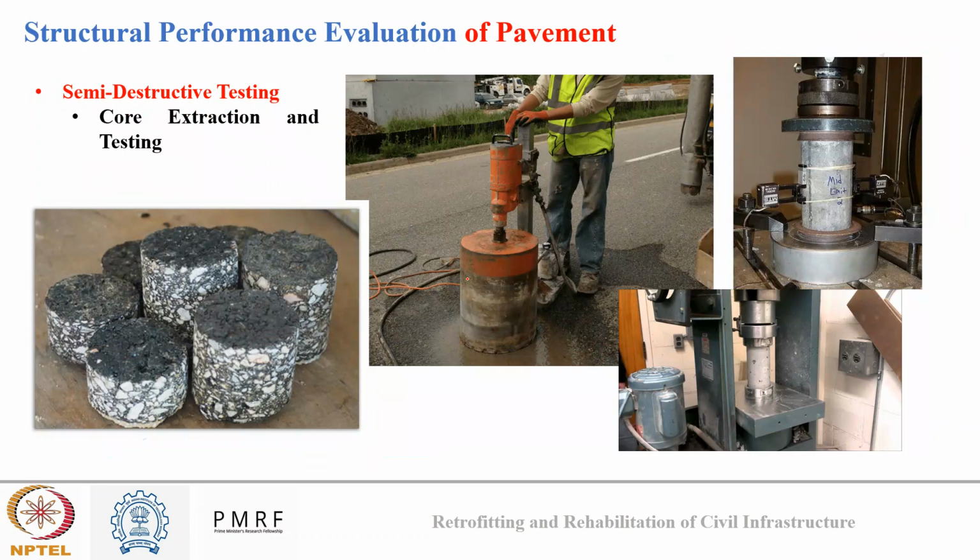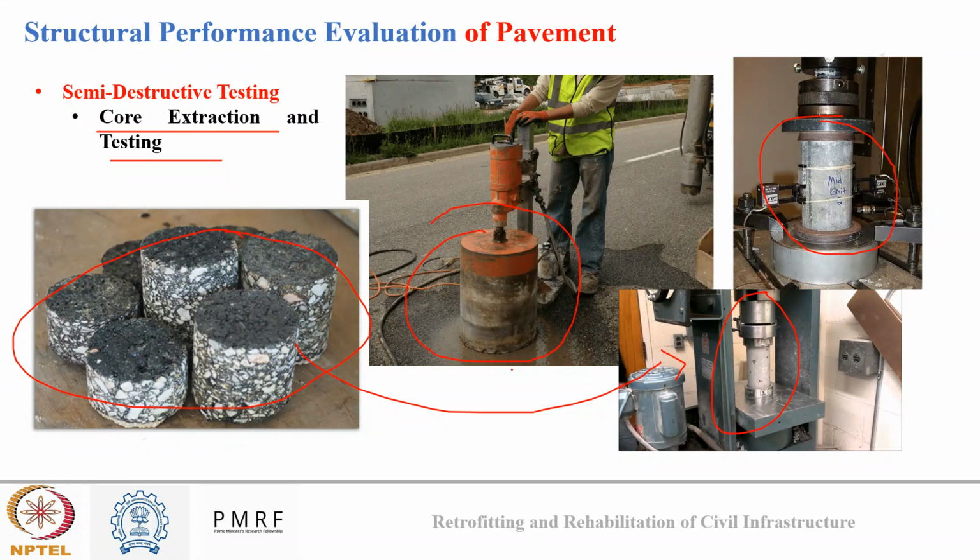While for evaluating structural performance, we have semi-destructive testing like core extraction and testing. In this, we take a core from the pavement. We collect the core sample and then we test those core samples in the lab for compressive strength or for deflection. So these are core extraction and testing.